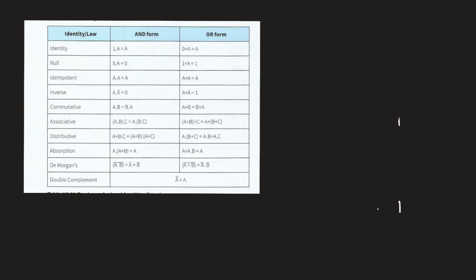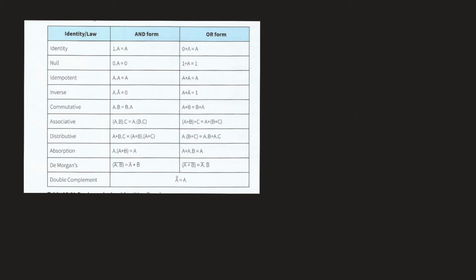Let's look at the commutative law. The commutative law is A dot B is equal to B dot A, which means it doesn't matter if you switch the inputs. It doesn't matter if this is A and this is B, or this is B and this is A, right? Our output is going to be the same anyways, which is pretty logical if you look at it, and I won't really be proving this because there's really no need to.